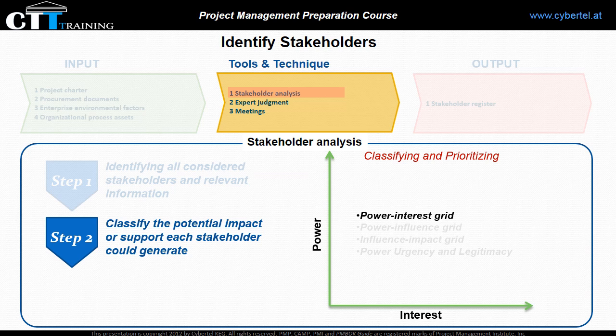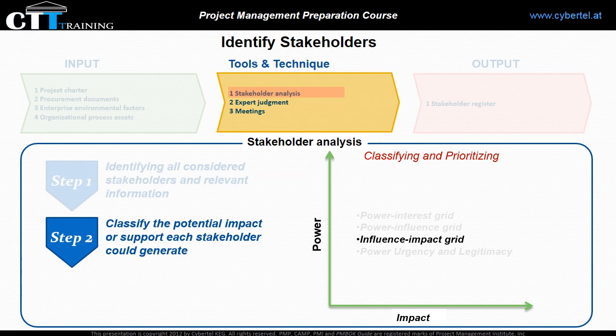Power Interest Grid. Here you are grouping the stakeholders based on their level of authority, presented as power, and their level of concern, presented as interest, regarding the project outcomes. Power Influence Grid. This is grouping the stakeholders based on their level of authority, presented as power, and their active involvement, presented as influence in the project.